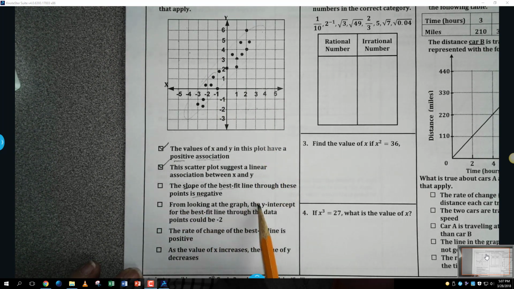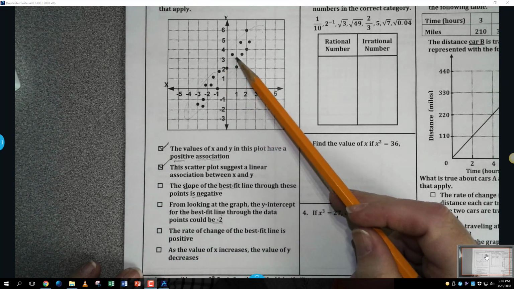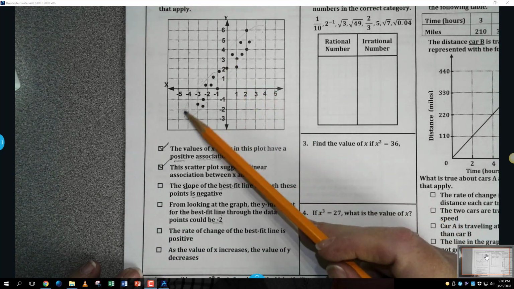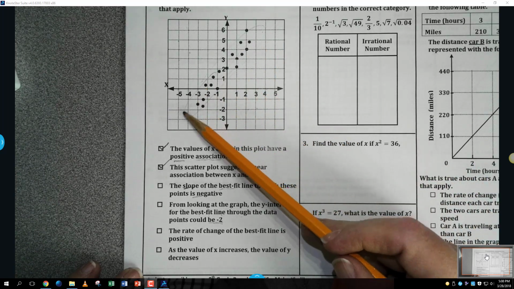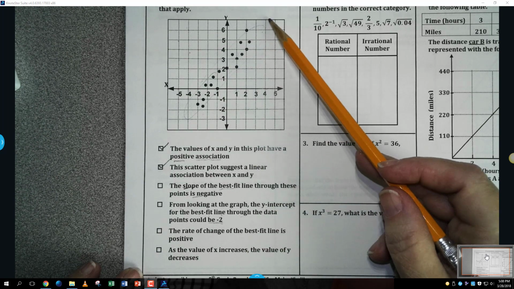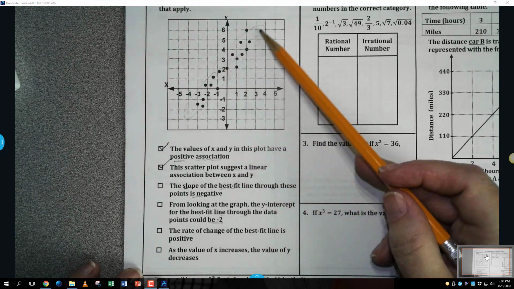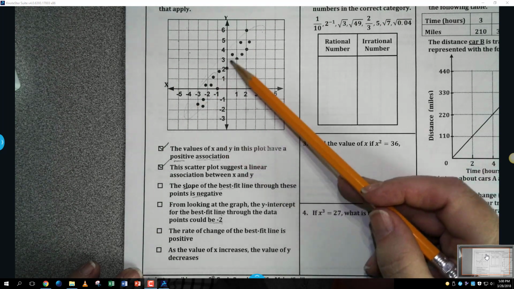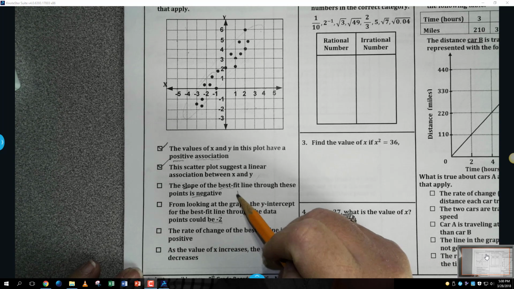From looking at the graph, the y-intercept for the best fit line through the data points could be around -2. Well, we clearly see that the y-intercept would be positive. If we drew the line of best fit, which averages all the data, which is what we learned how to do on the calculator with the linear regression, is the y-intercept going to be a -2? Clearly it's not. Okay, so no. So this is false, right?